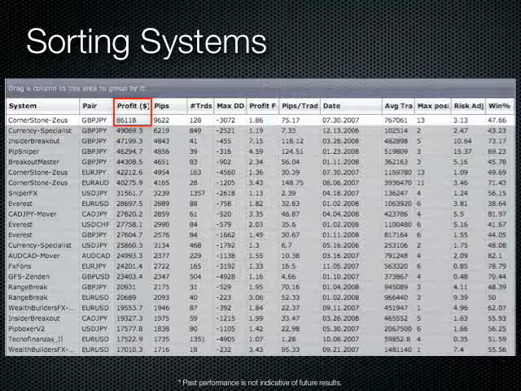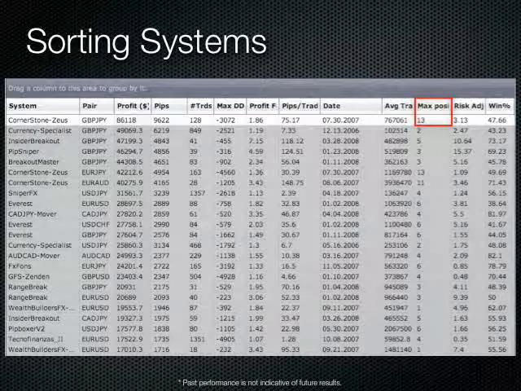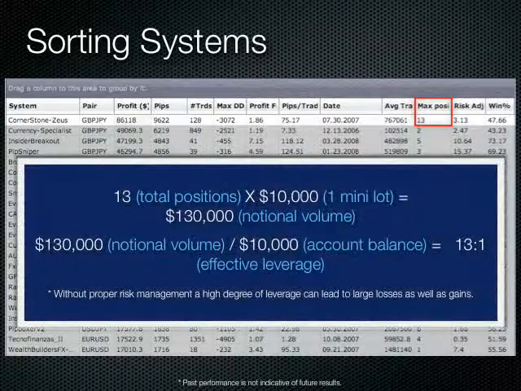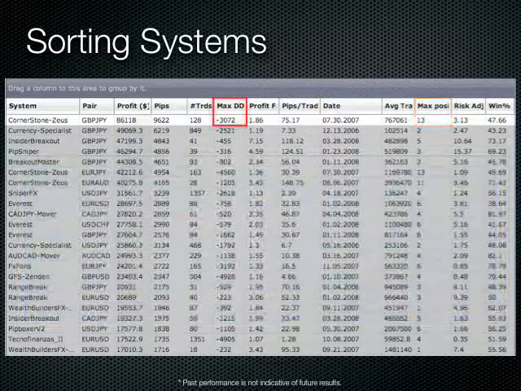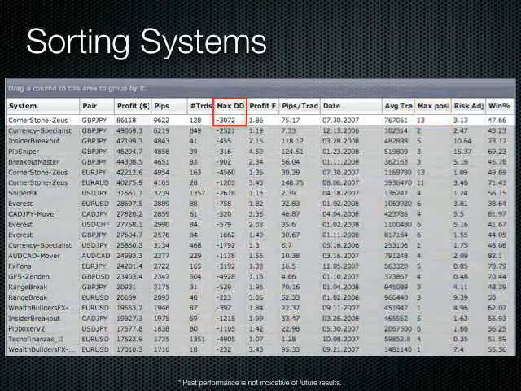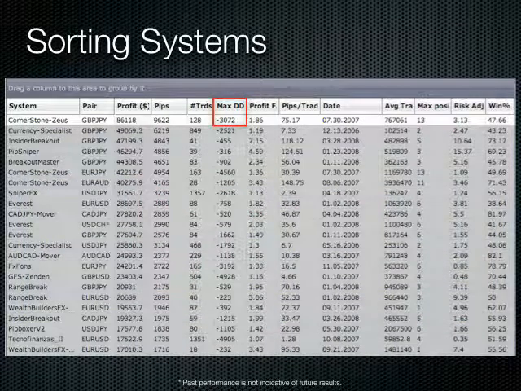The Cornerstone Zeus Pound-Yen system trades up to a maximum of 13 positions at any one time. If each one of the 13 positions is a 10K mini lot, that's a total of 130,000 units of currency in the market, meaning the effective leverage would be 13-to-1, which is higher than the 10-to-1 ratio we decided on. Also, the maximum drawdown for this system is 3,072 pips, once again higher than the 300 pips in our parameters.